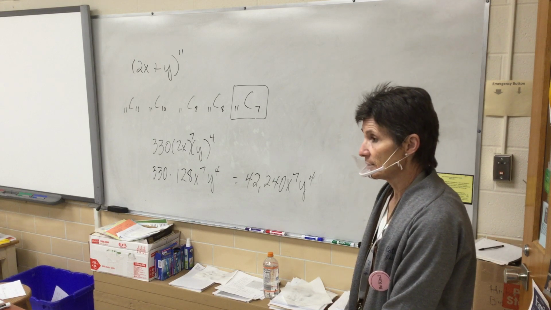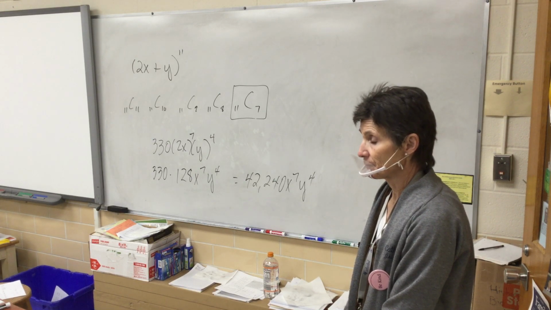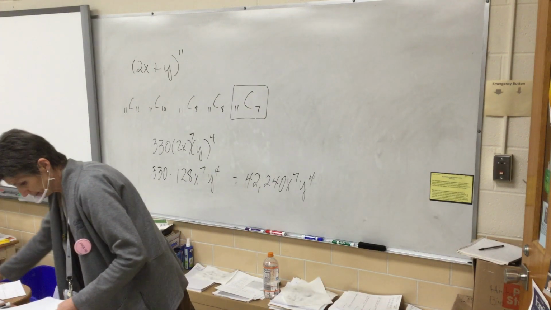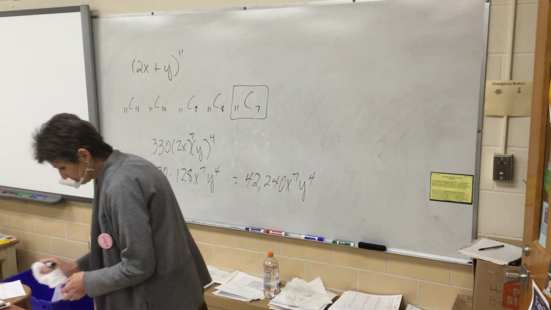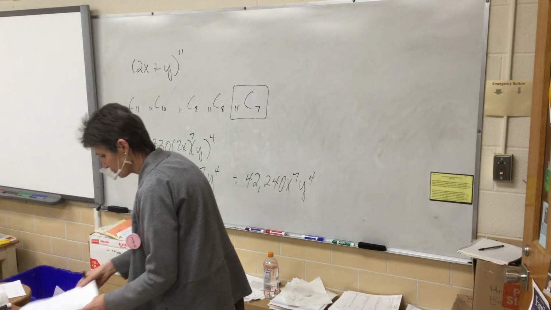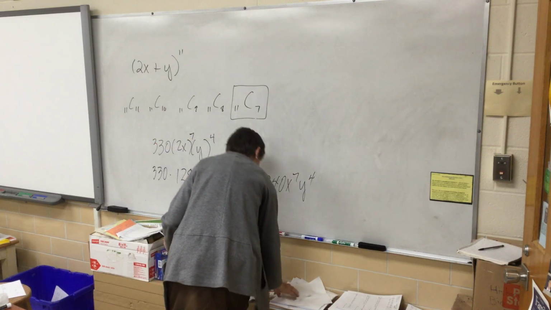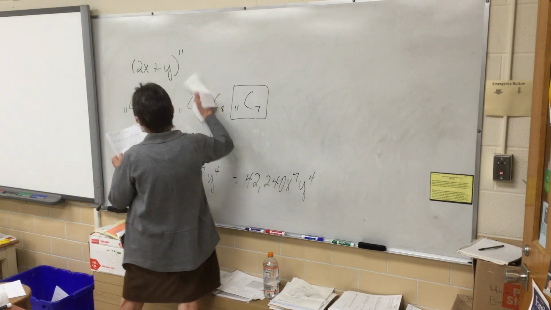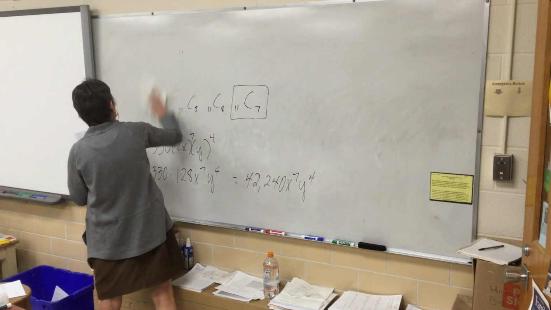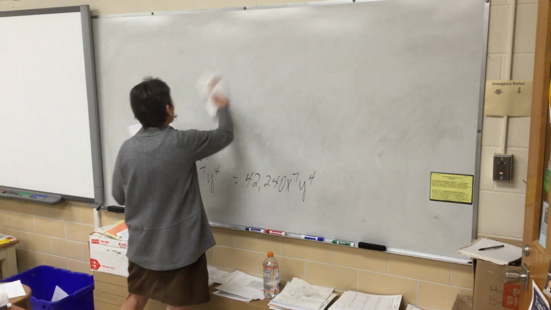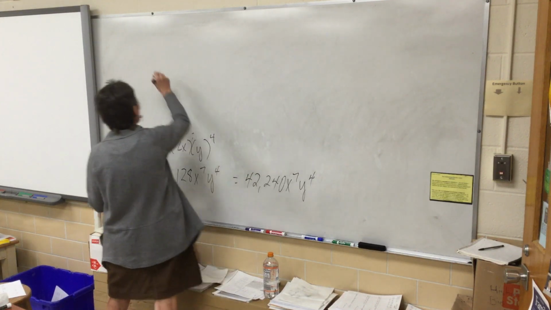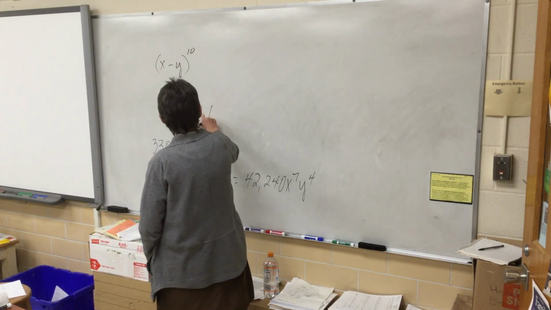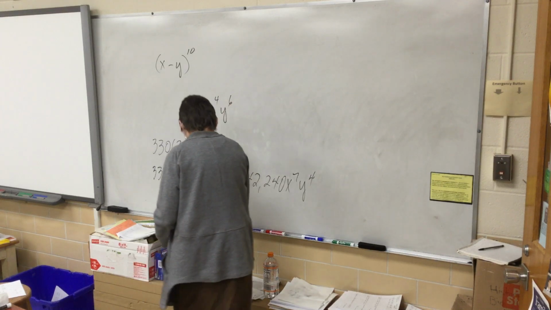Okay, that's kind of cool. Let's see if we can figure out the next one. Oh, this one's a little bit tricky. This says, if we expand x minus y to the 10th, there's a term out there somewhere that's going to be x to the 4th, y to the 6th.